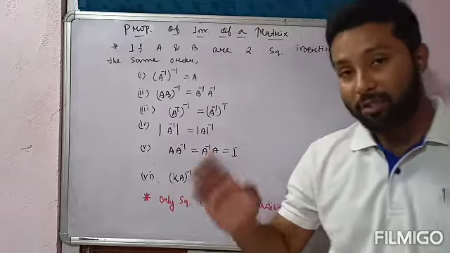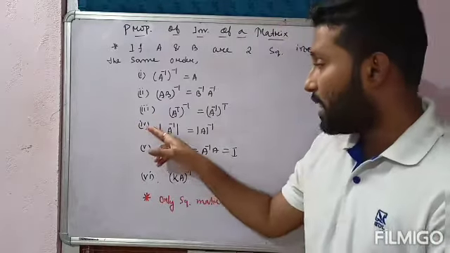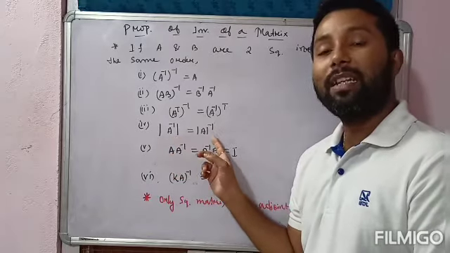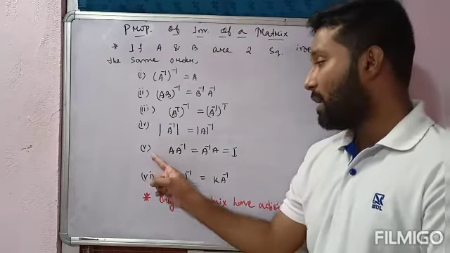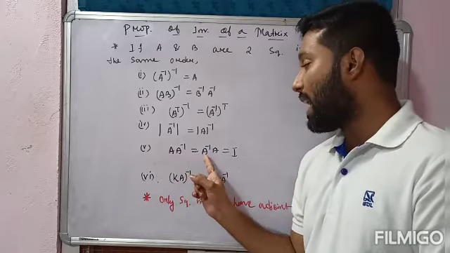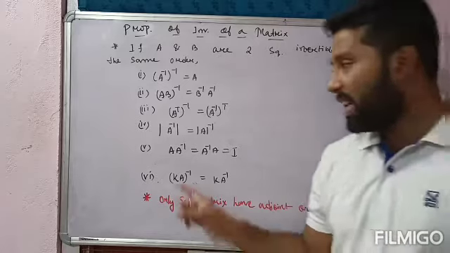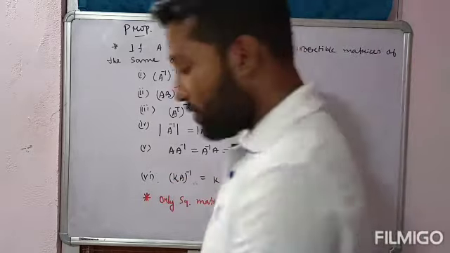Okay, A transpose whole inverse is equal to A inverse whole transpose. Number 4, determinant of A inverse is equal to determinant A to the power minus 1 whole inverse. Okay. Number 5, A into A inverse which is equal to A inverse into A. This is equal to I.